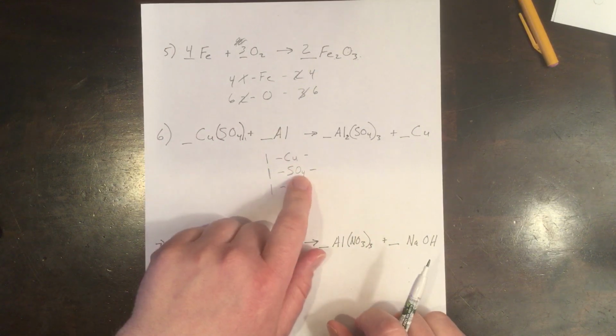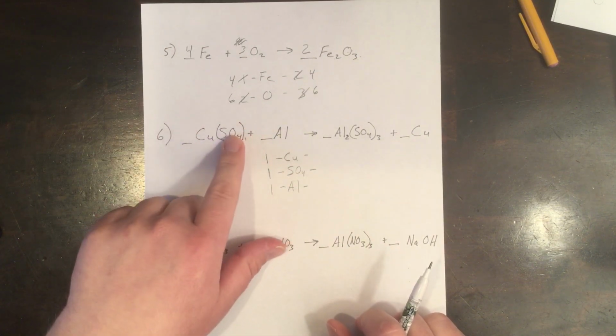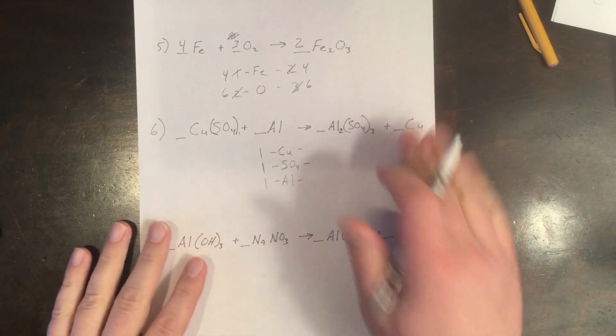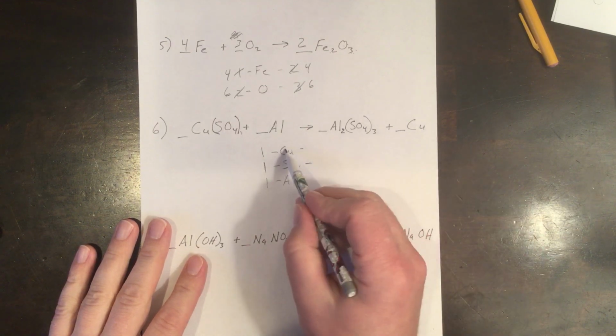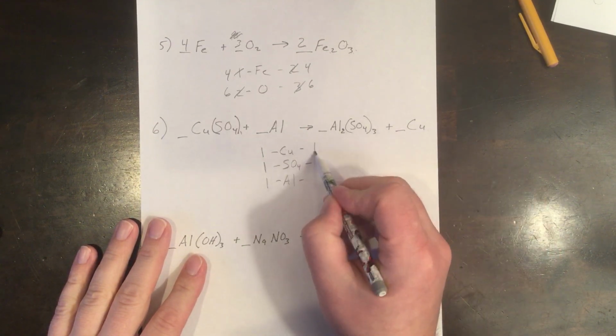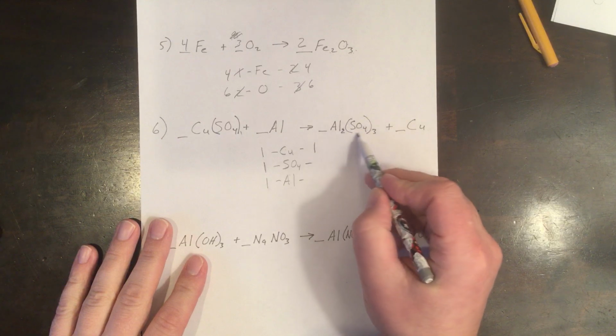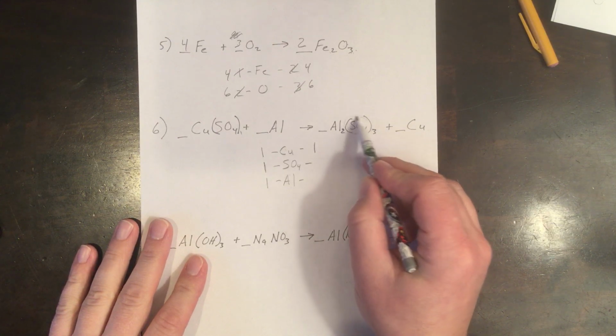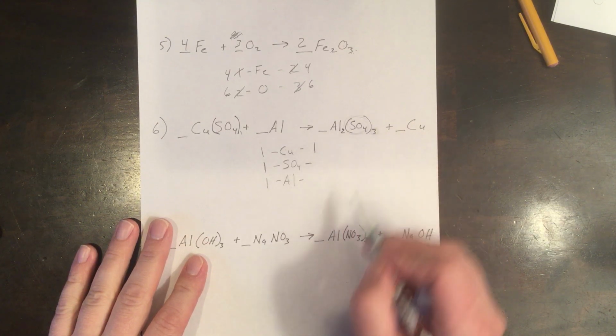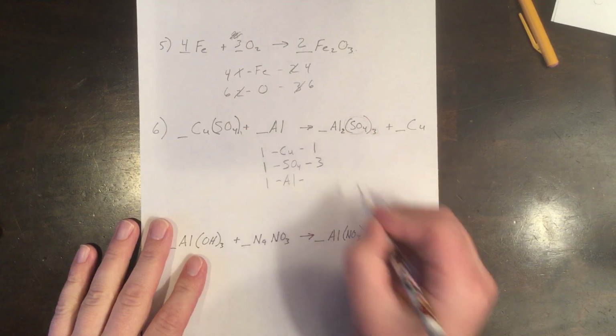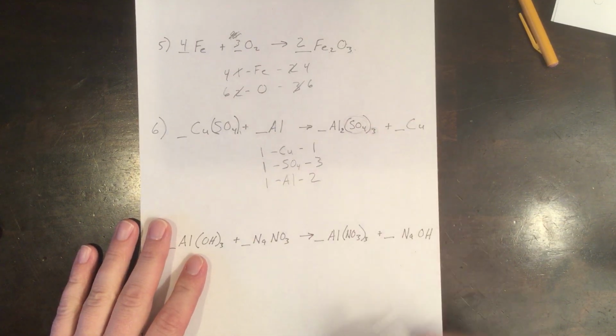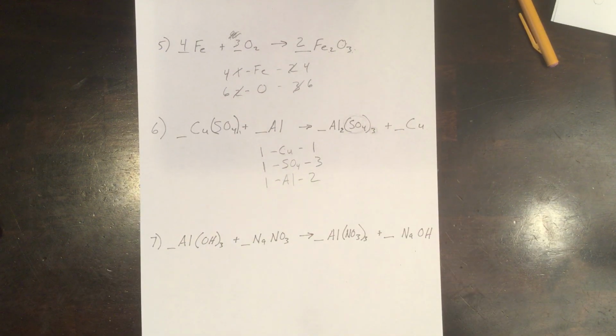Somebody's going to say, wait, whoa, there's a 4 here. There's 1 of this group, and I think it makes more sense on the right-hand side. So let's find copper. It's over here. There's 1. Now let's find SO4. See this group, SO4? There's 3 of them. And then aluminum, there's 2.